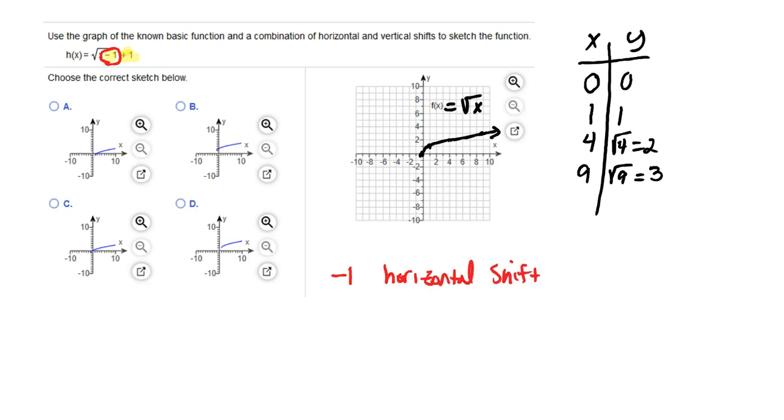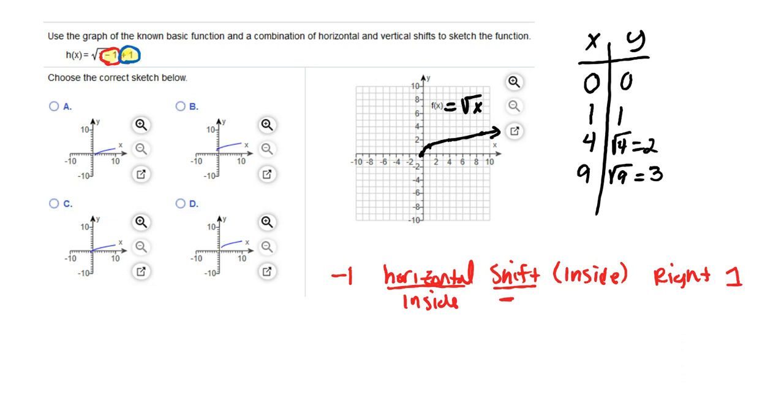I know it's a horizontal shift because it's inside the radical. And I know it's a shift because it's subtraction. So the subtraction part is what makes it the shift, and the fact that it's inside is what makes it horizontal. And then because it's a -1, a minus moves to the right. And we're going to go to the right one.